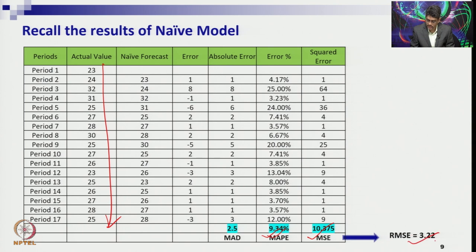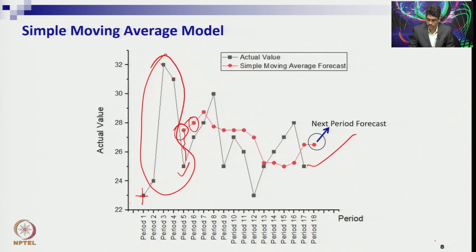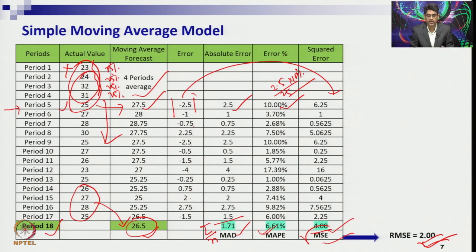And RMSE you can also check. Here it is 3.22, and there I think it is 2. So in every aspect, whatever measure of accuracy you select, simple moving average is coming out to be a better performer.